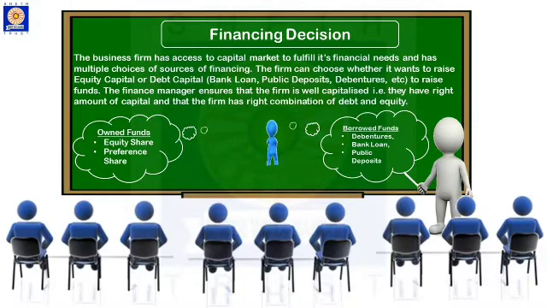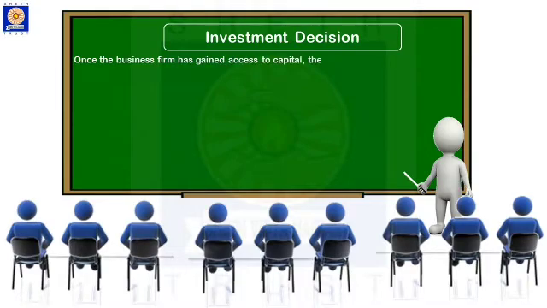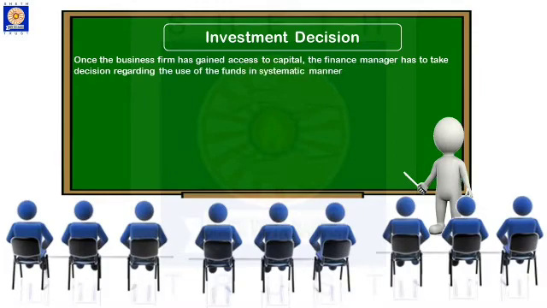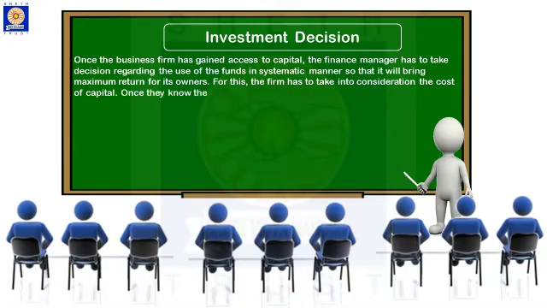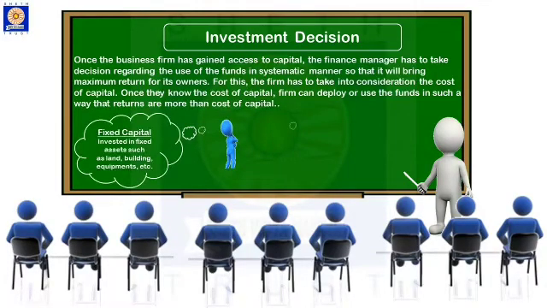Now, we will see investment decisions. Due to financial planning, the finance manager comes to know about the financial requirement, and through financing decisions he can select the proper sources of funds. Here, the finance manager has to invest those funds effectively and efficiently so as to get maximum returns, as one wrong investment decision may lead to many losses. Depending on the nature and type of business, the funds should be systematically invested in fixed capital and working capital of the firm.